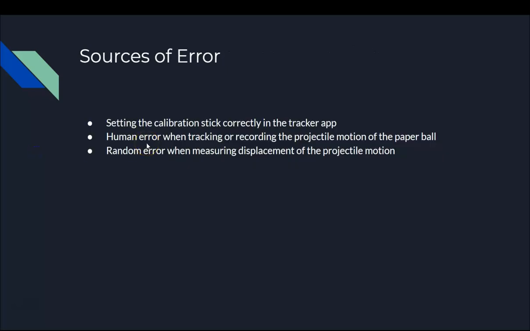Some sources of error in this experiment that could result in slight skews in the data include setting the calibration stick exactly in Tracker, human error when tracking or recording the projectile motion of the paper ball, and random error when measuring displacement of the ball.